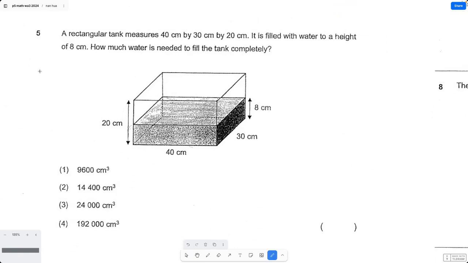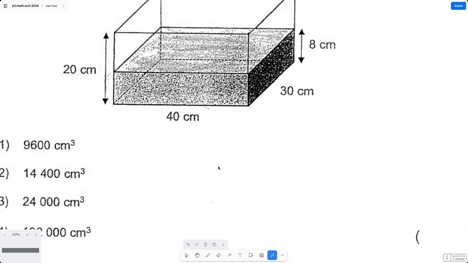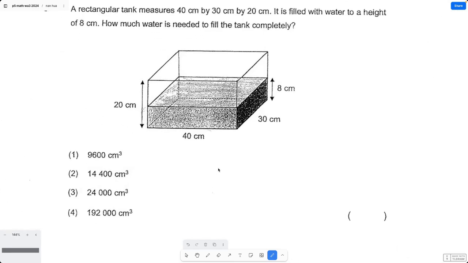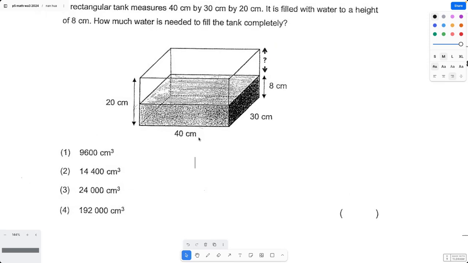Question 5 says here, a rectangular tank measures 40 cm by 30 cm by 20 cm. It is filled with water to a height of 8 cm. How much water is needed to fill the tank completely? I would say the easier way is basically we want to get the height of the empty space, and from this we will know how much water we can fill it up. So remaining height is equal to 20 minus 8, and that will give you 12 centimeters.